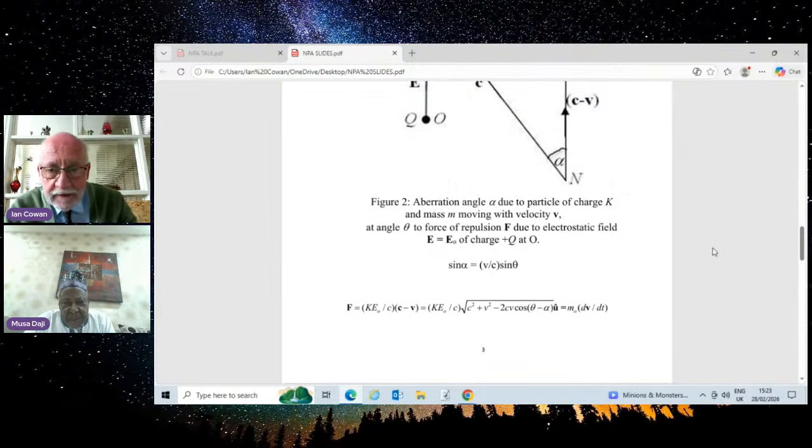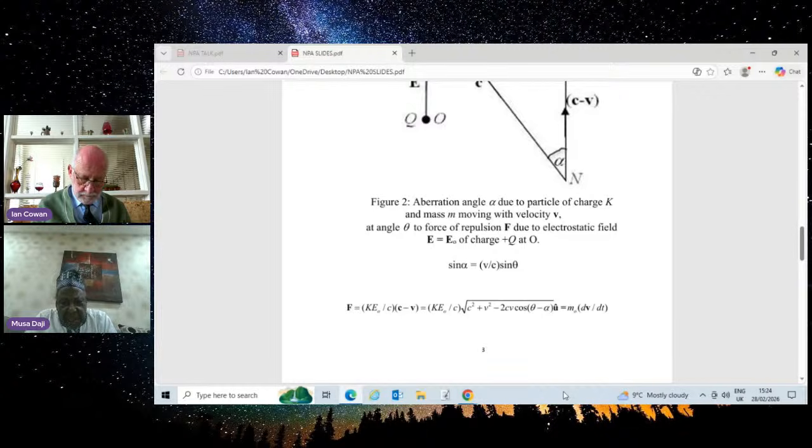Here. Now, on the basis of aberration of electric field, the force on a charged particle is shown here. I hope you can all see it under figure 2. We have an expression here for the force on the charged particle. The force depends on the angle theta between the instantaneous line joining the two charges and the velocity.